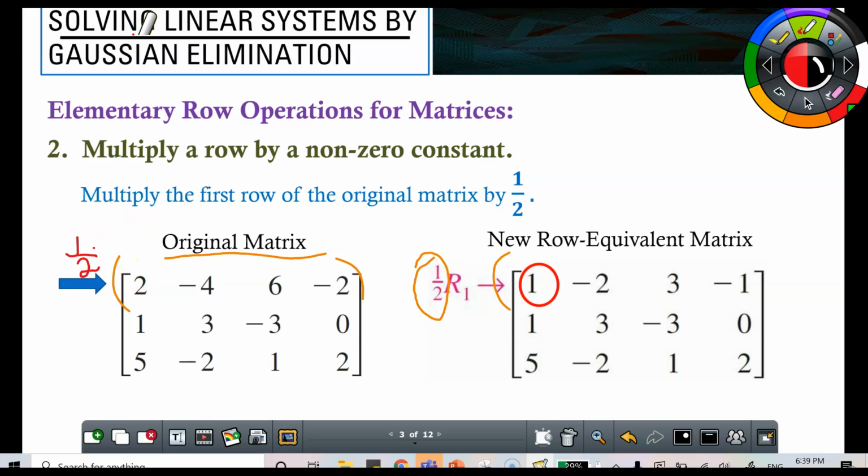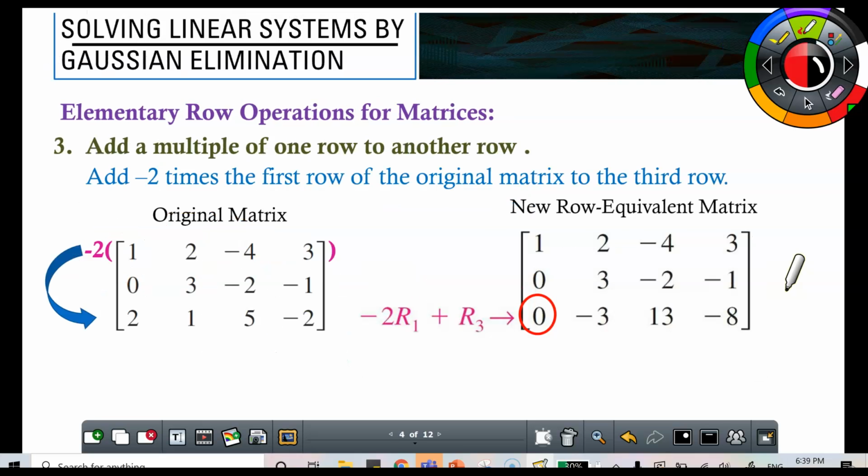1/2 times 2 gives you 1, so you have 1. Okay? 1/2 times -4 gives you -2. 1/2 times 6 gives you 3. Last, 1/2 times -2 gives you -1. So in this way, you change the numbers in the first row, but actually you didn't change the equation, because you reduce each of the numbers at the same time. But you get the number you want. Okay, this is one of the manipulations with the numbers inside of the matrix.